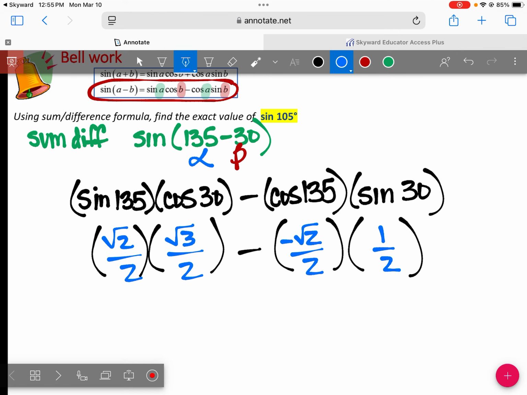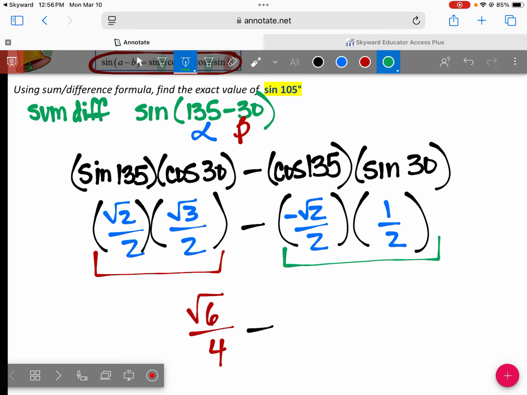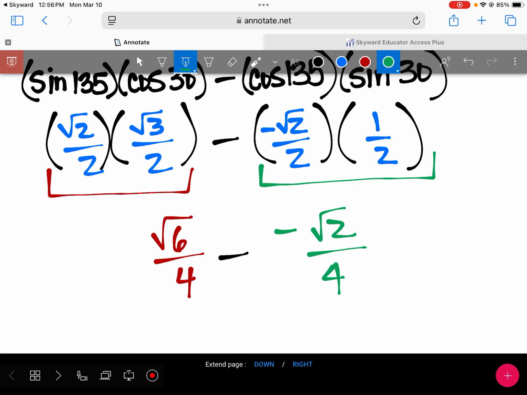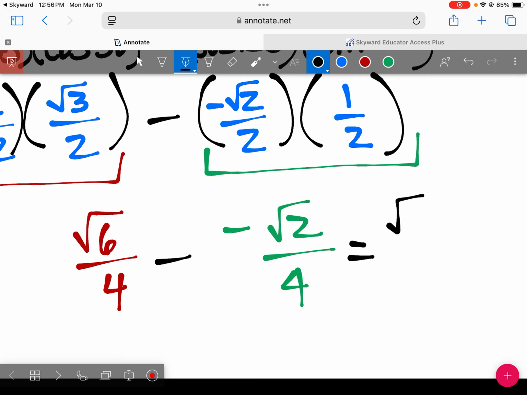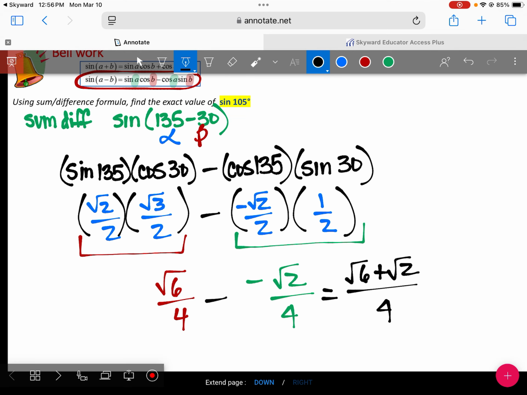Okay, so now let's multiply. So when I multiply these together, I get the square root of 6 over 4 minus, now I'm going to multiply these together, and that would give me a negative root 2 over 4. And what happens when you subtract the negative? It changes to what? Positive. So your final answer would be root 6 plus root 2 over 4. And that would be what I'm looking for. Any questions?